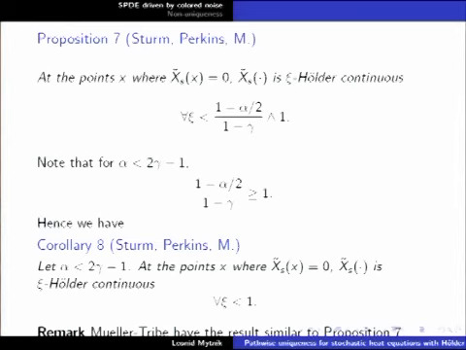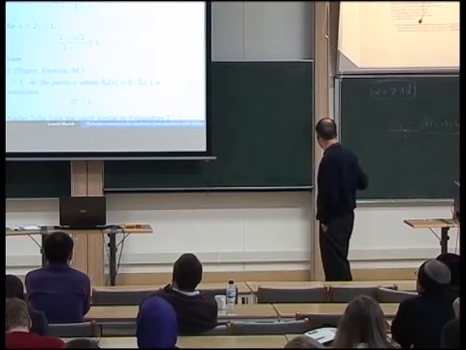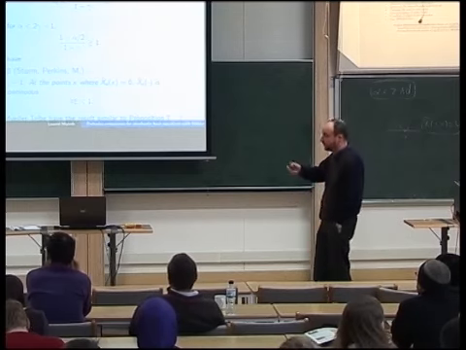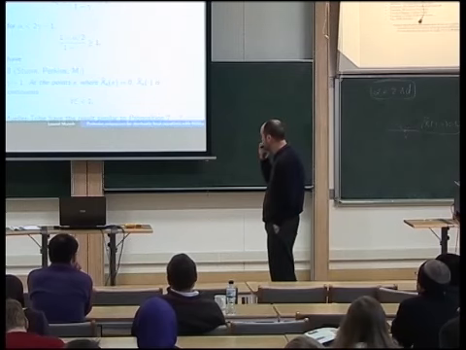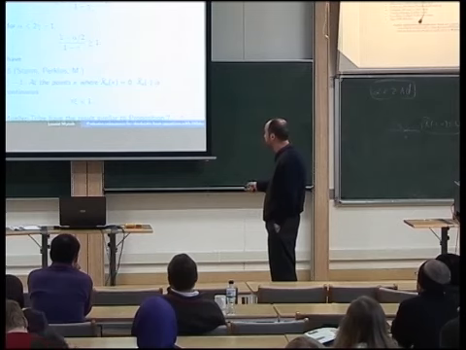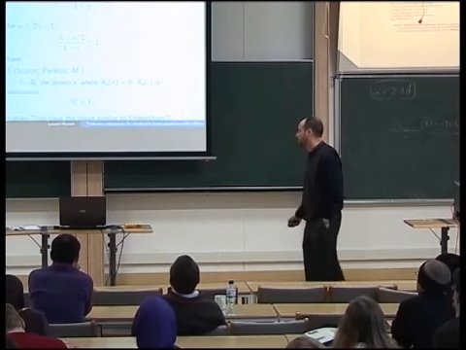We proved that at the points where x tilde is 0, x tilde is psi Hölder continuous with this index, with this upper bound for the index. Which means that if alpha is less than 2 gamma minus 1, this guy is greater than 1, which in fact means that psi is almost Lipschitz. The x tilde is almost Lipschitz at these points, which is much better than 1 minus alpha over 2. And this is the corollary: at points where x tilde is 0, it is psi Hölder continuous.